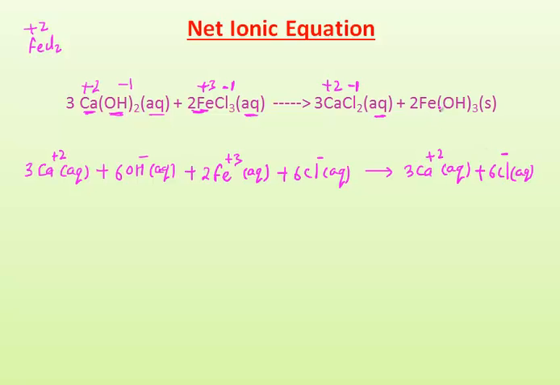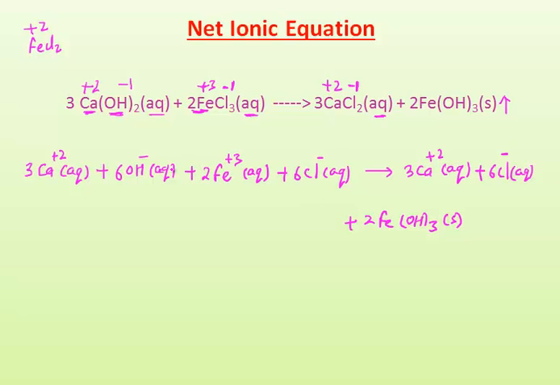The next product is ferric hydroxide. It is in solid state. It means that it is a precipitate. It does not dissociate into ions. It remains in the same physical state. We put it in the same physical state, Fe(OH)3, and it is in solid state.